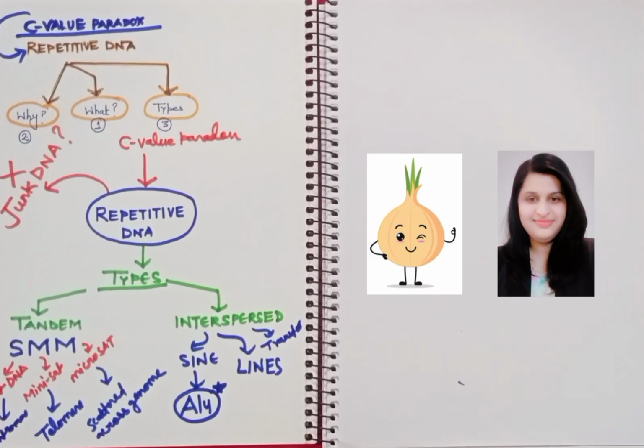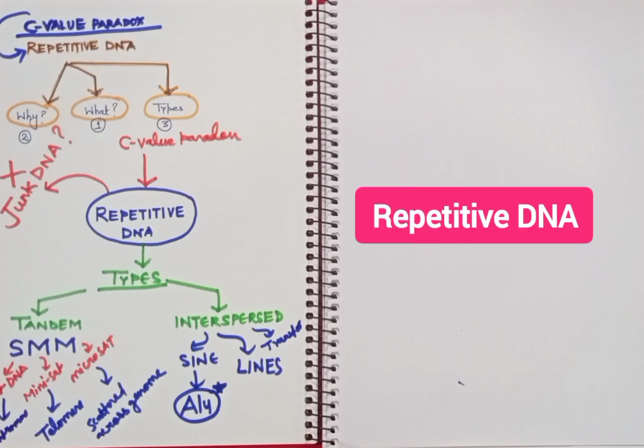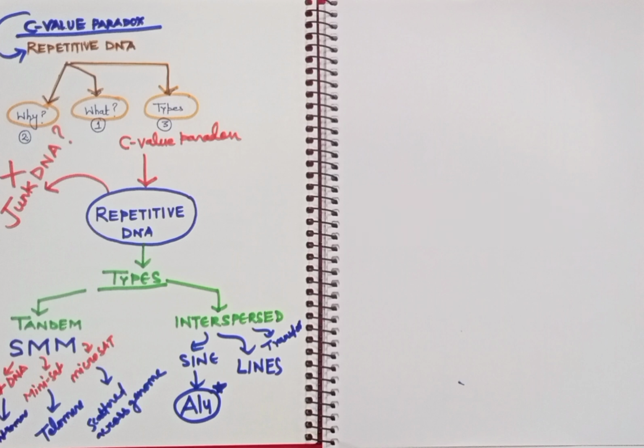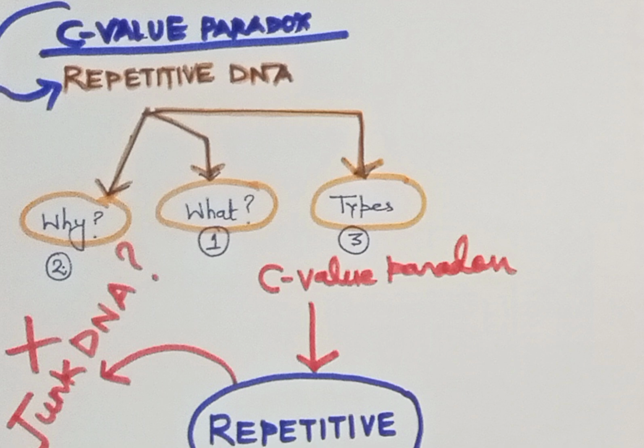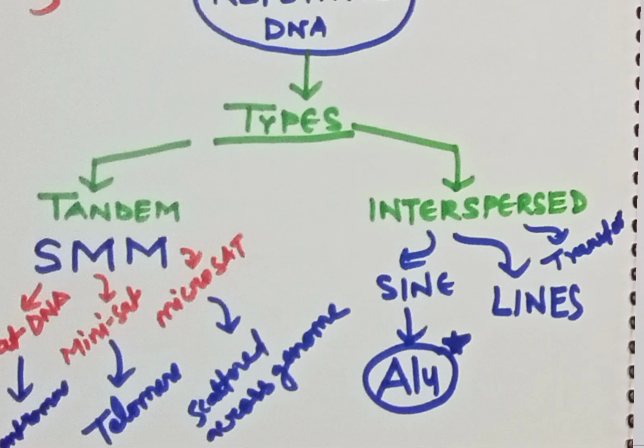So in the last video I told you about the C-value paradox, that is the lack of correlation between genome size and organismal complexity, and I also discussed that it is because of the presence of repetitive DNA sequences. So in this video I'm going to discuss what repetitive DNA sequences are, what their functions are, why they are present in DNA, whether they are junk DNA or not, and then I will also discuss their types and examples.